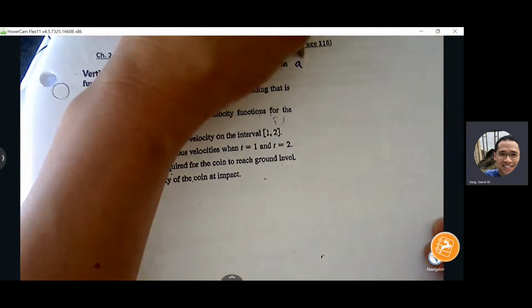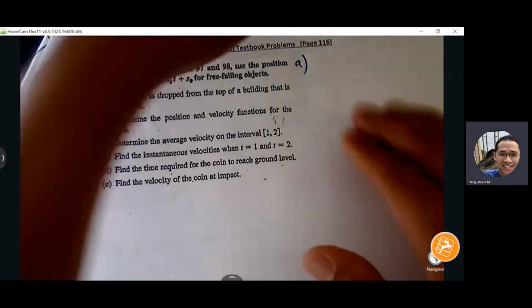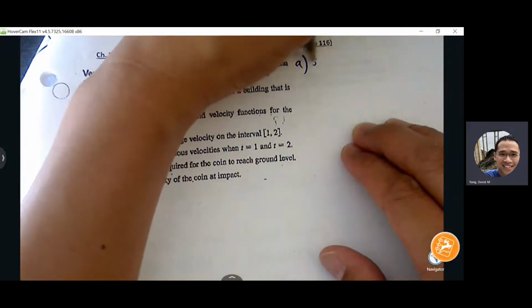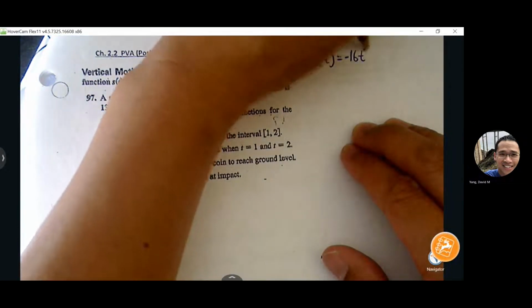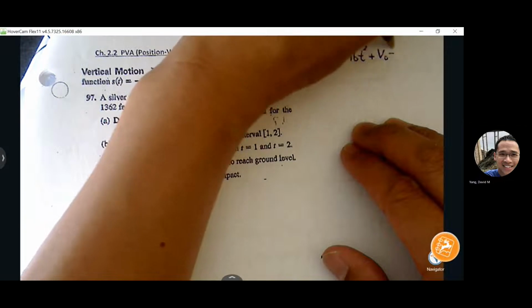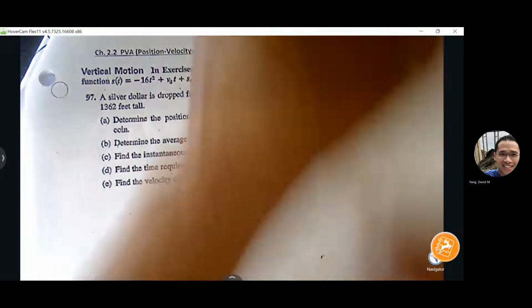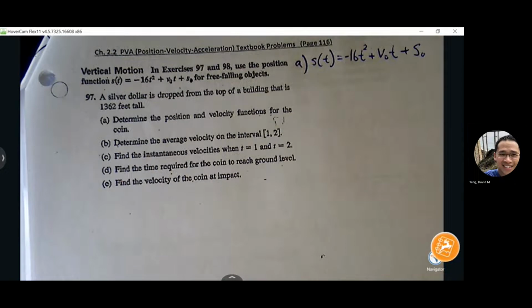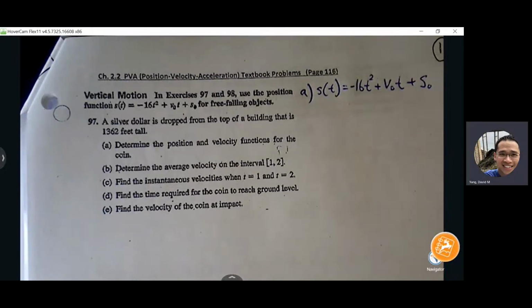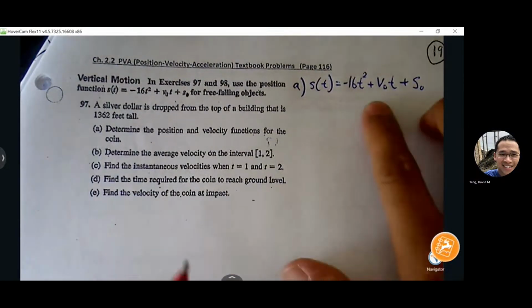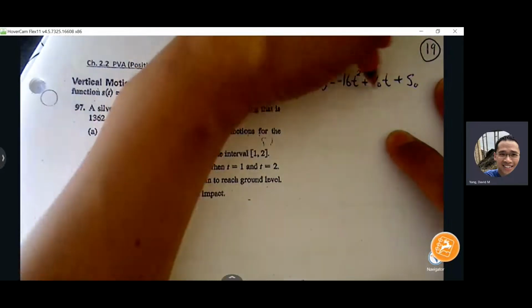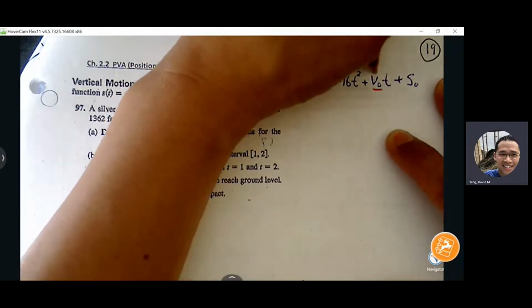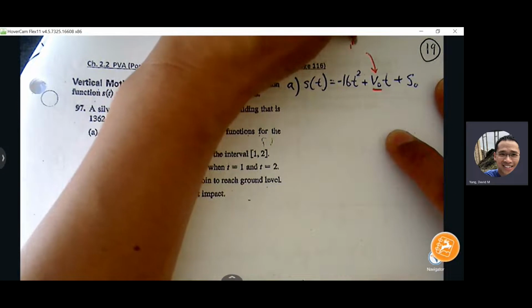Okay, so let me talk about how we can build off of this function. Okay, so s sub t is a position function, but there are some missing elements that we have to fill in. So first is this v sub 0. So v sub 0 means the initial velocity.